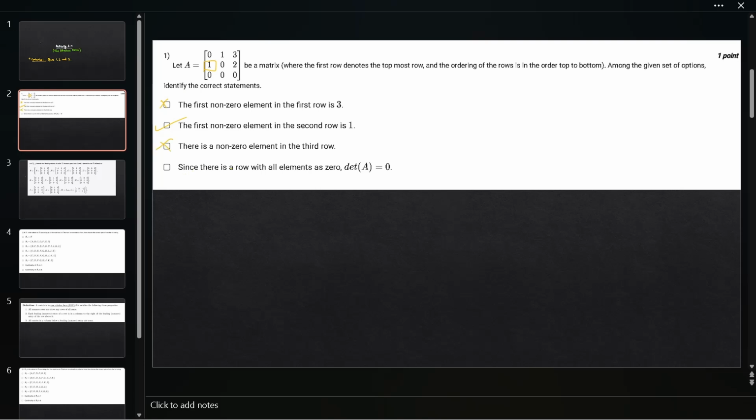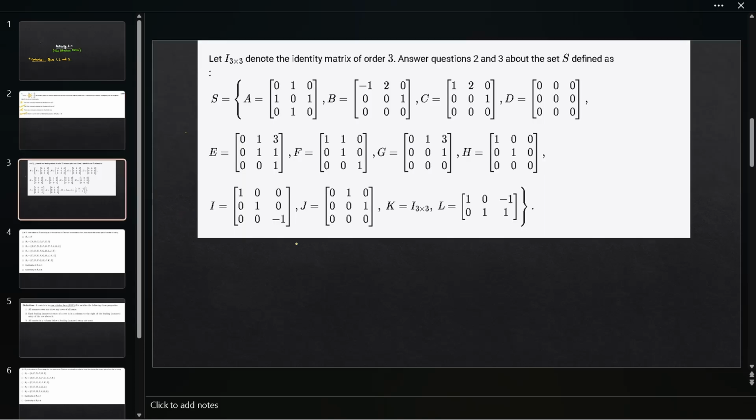And the fourth option says, since there is a row with all elements as 0, the determinant of A is equal to 0. So yes, since R3 is 0, the determinant of the matrix is 0 as well. So options number 2 and 4 are correct. Now let's move on to the next questions.